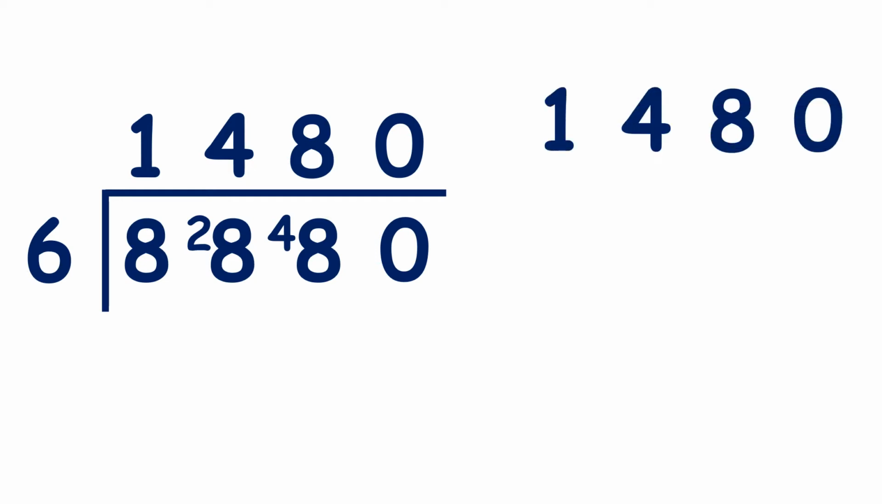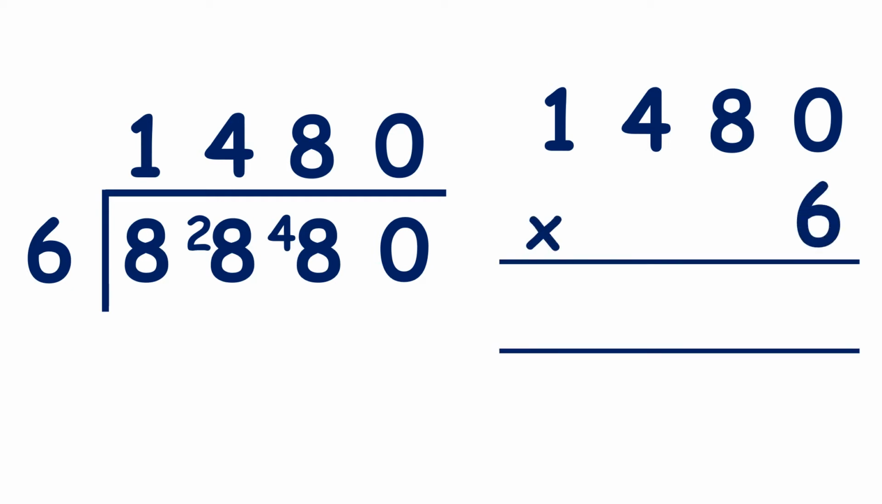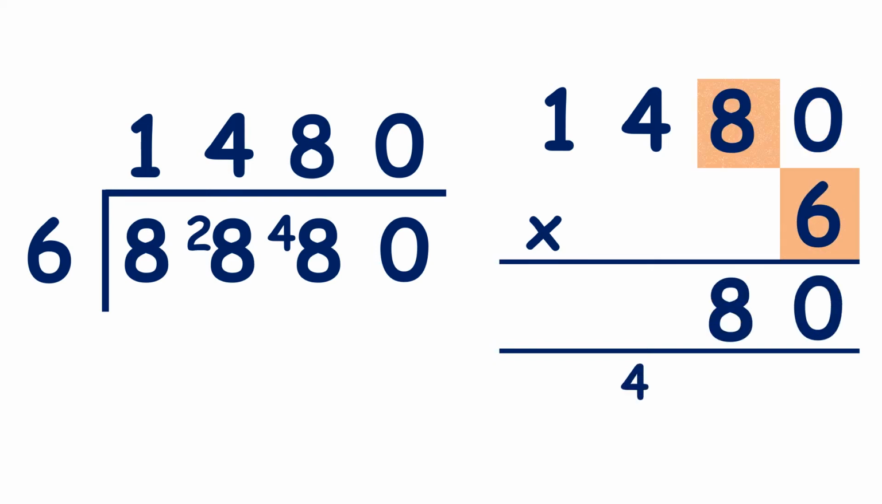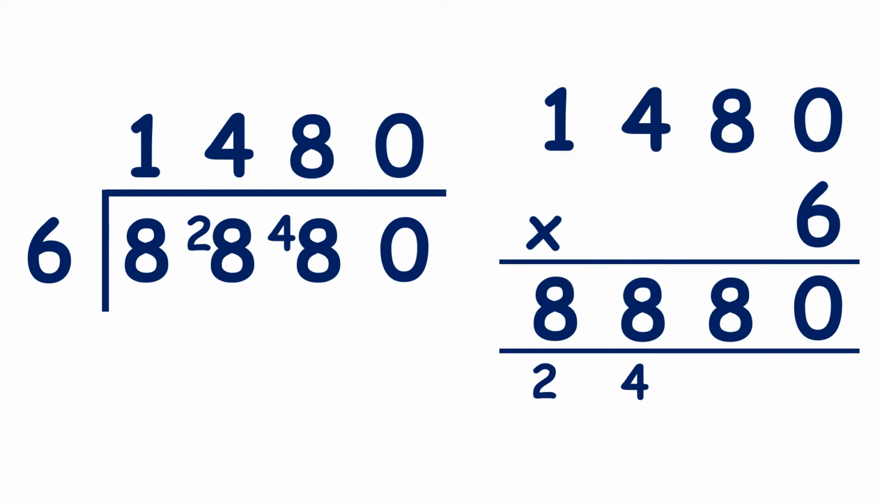We could do 1,480 times 6, so multiply our quotient by our divisor. And now, because we can see that our answer to the multiplication is the same as the dividend in our question, we can be sure that we have the right answer.